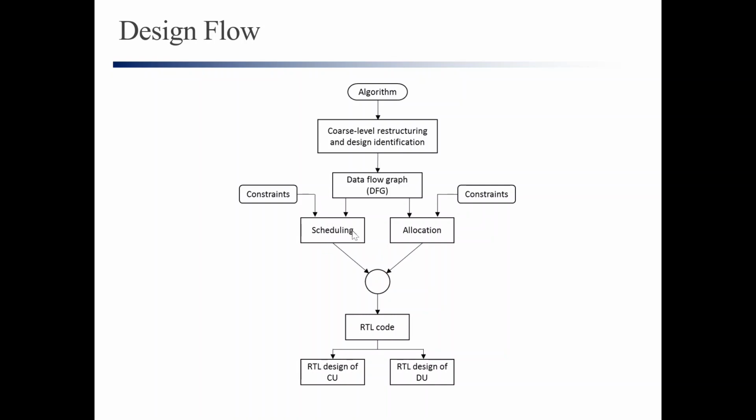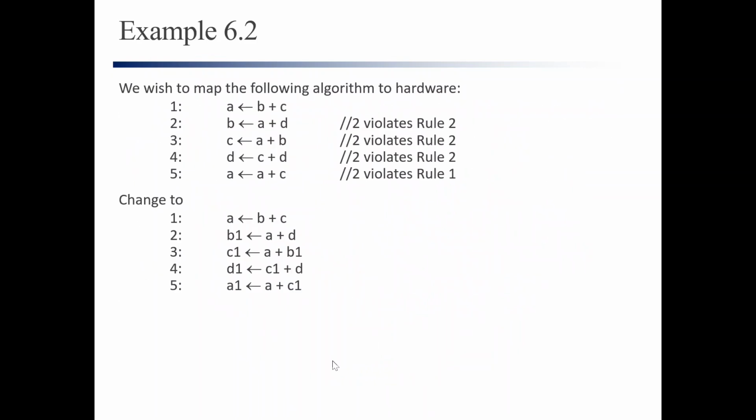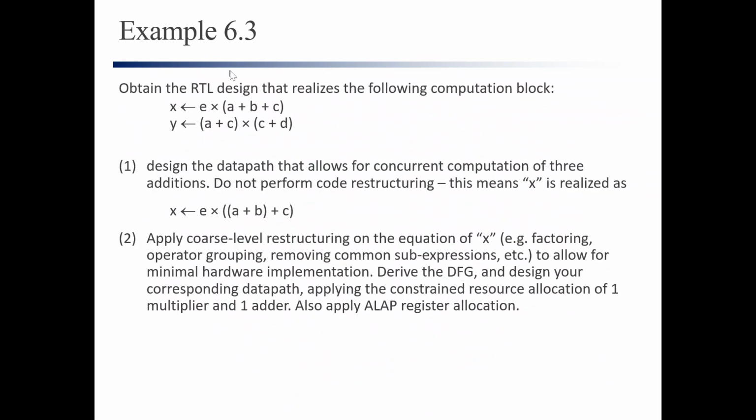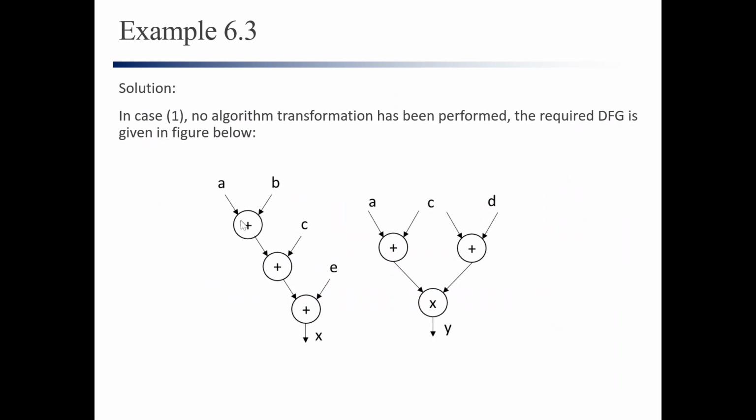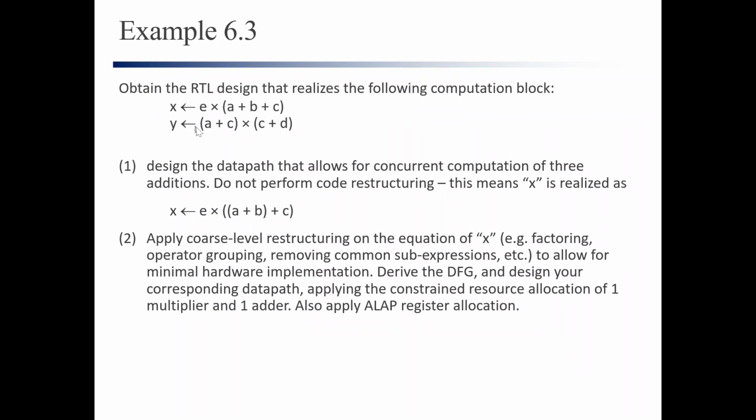And last week we also looked at how to do the scheduling, how to do allocation, and from that we can derive the RTL code, and we actually derived the data path unit for the design. So we looked at this example 6.3, where we derived the DFG based on the equation given, or we can say that this is the algorithm.